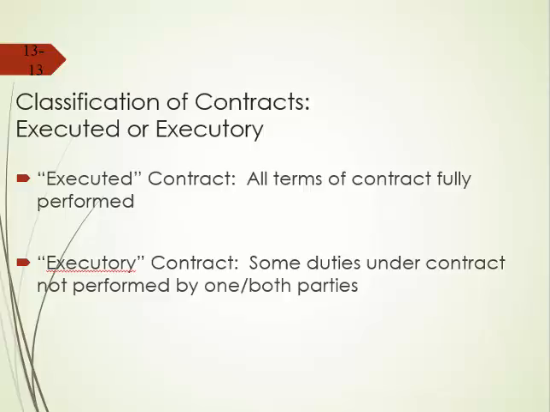Some duties have not been performed. It could be both. It could be just one party. So I could give you my laptop on Monday and say, I understand you get paid on Friday. Come to my house with cash Saturday morning. So now that's still an executory contract. You have the laptop, but I'm still awaiting payment. It's still executory, waiting to be executed.